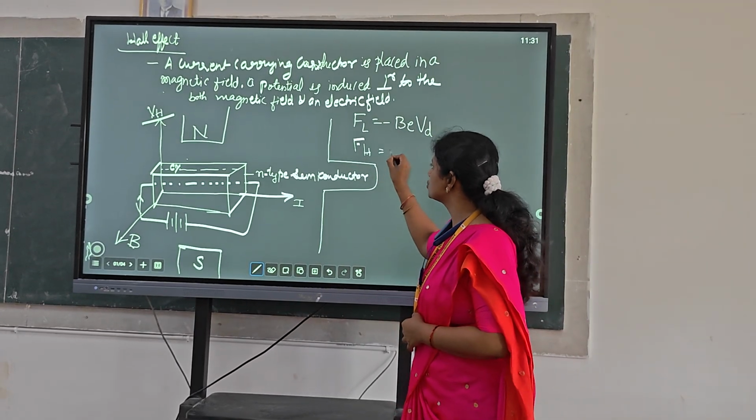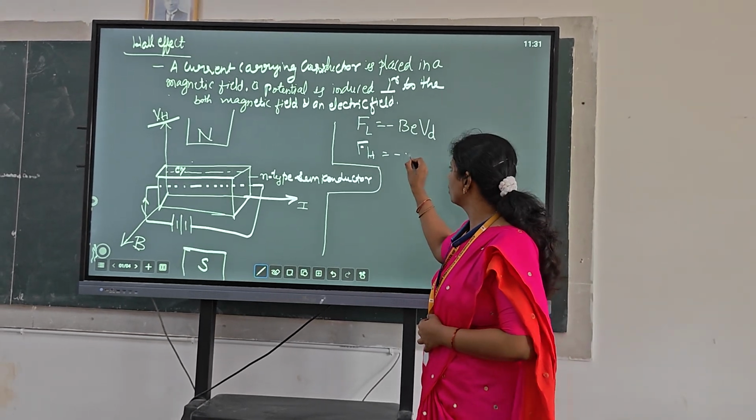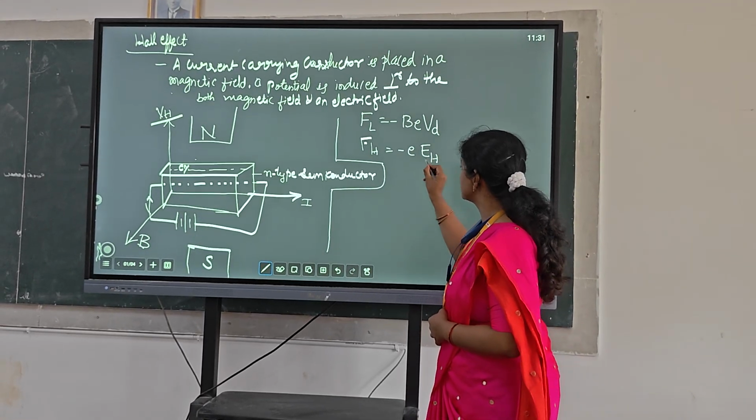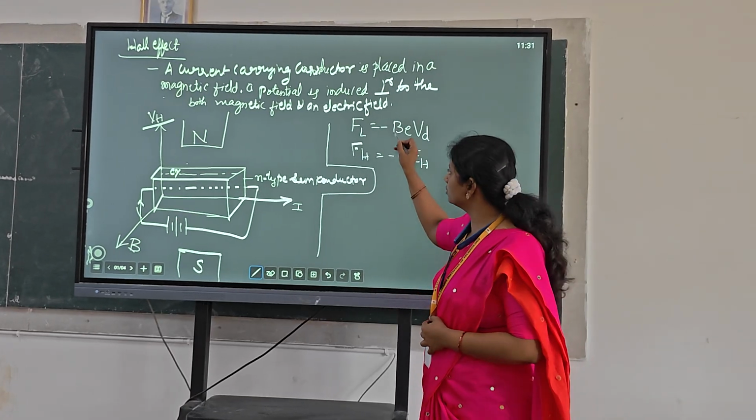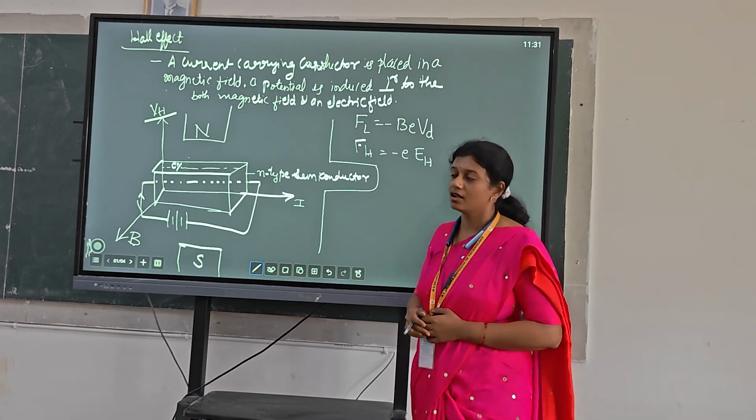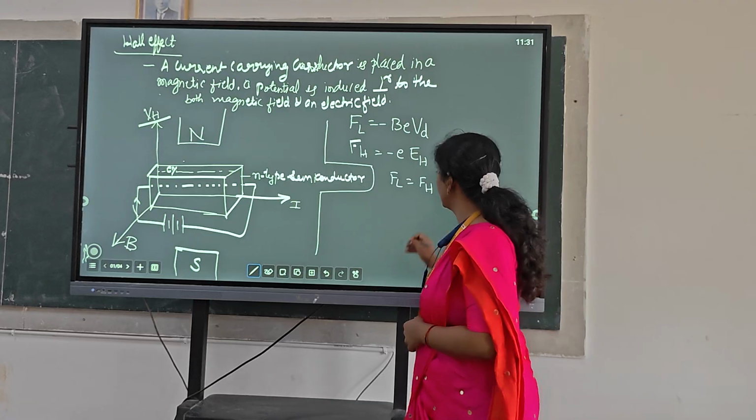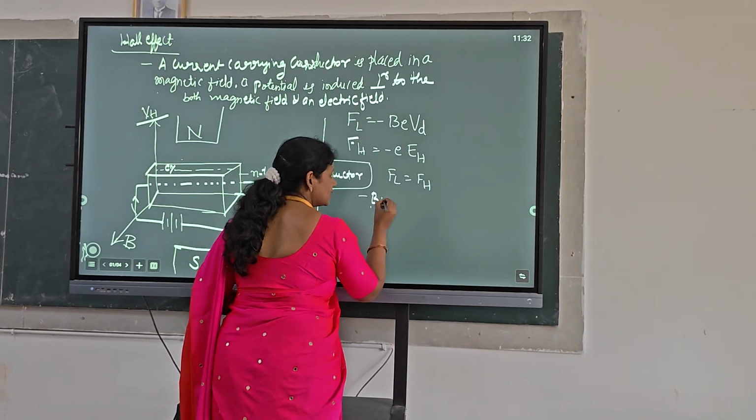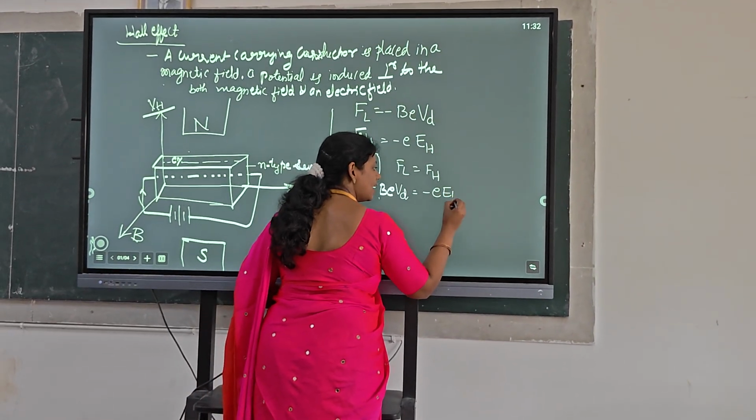One more force exists, and that force is due to an applied voltage. That is minus E into EH, where EH is the applied Hall electric field. Both these two forces are equal to each other. If FL is equal to FH, then you can equate these two equations, so that is minus BEVD is equal to minus EEH.